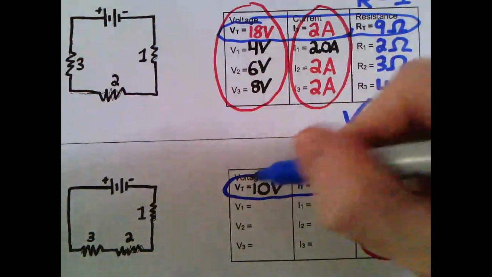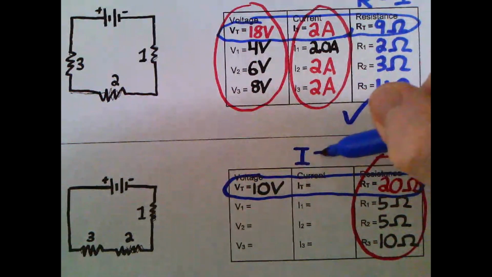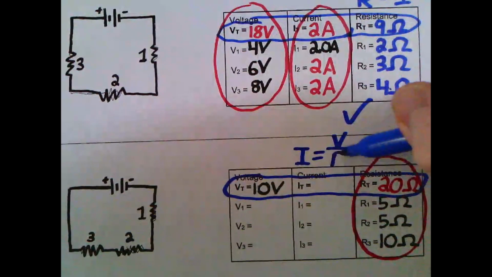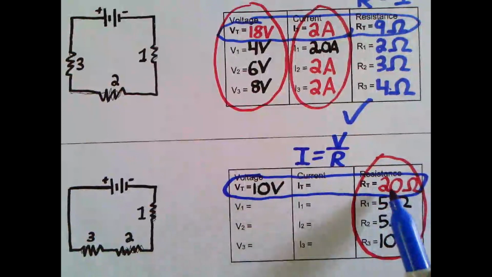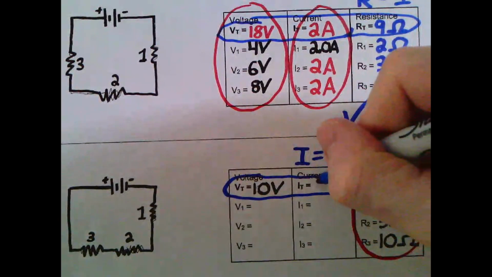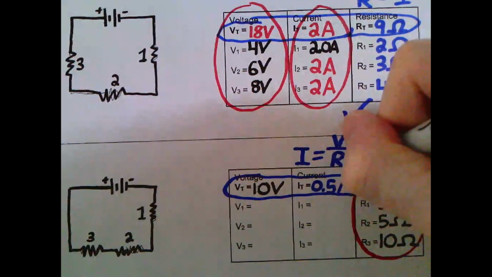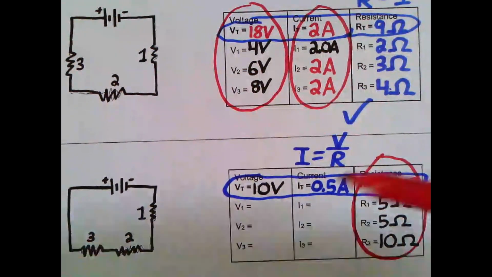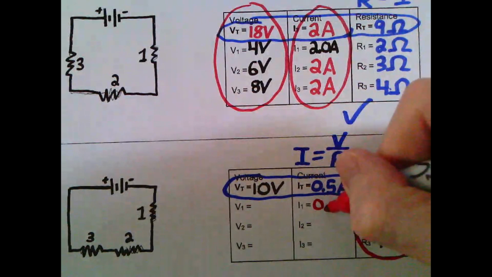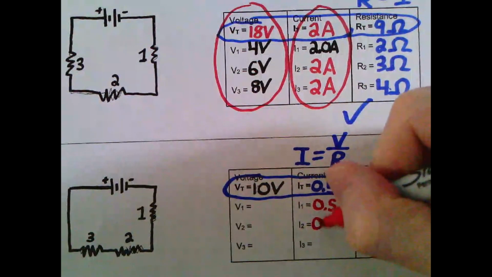Now I'm happy, because if you look at this row, I have 2 pieces of information and I need the last one. I know that current always equals voltage divided by resistance. So I can say voltage divided by resistance is 0.5. And in series, it's great to know that the current is the same everywhere. So everything here is 0.5.